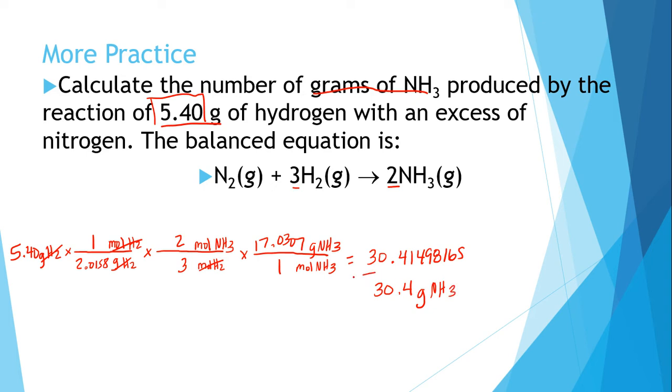NH3. If you don't specify, that could be grams of H2 or N2. So you need to be specific.